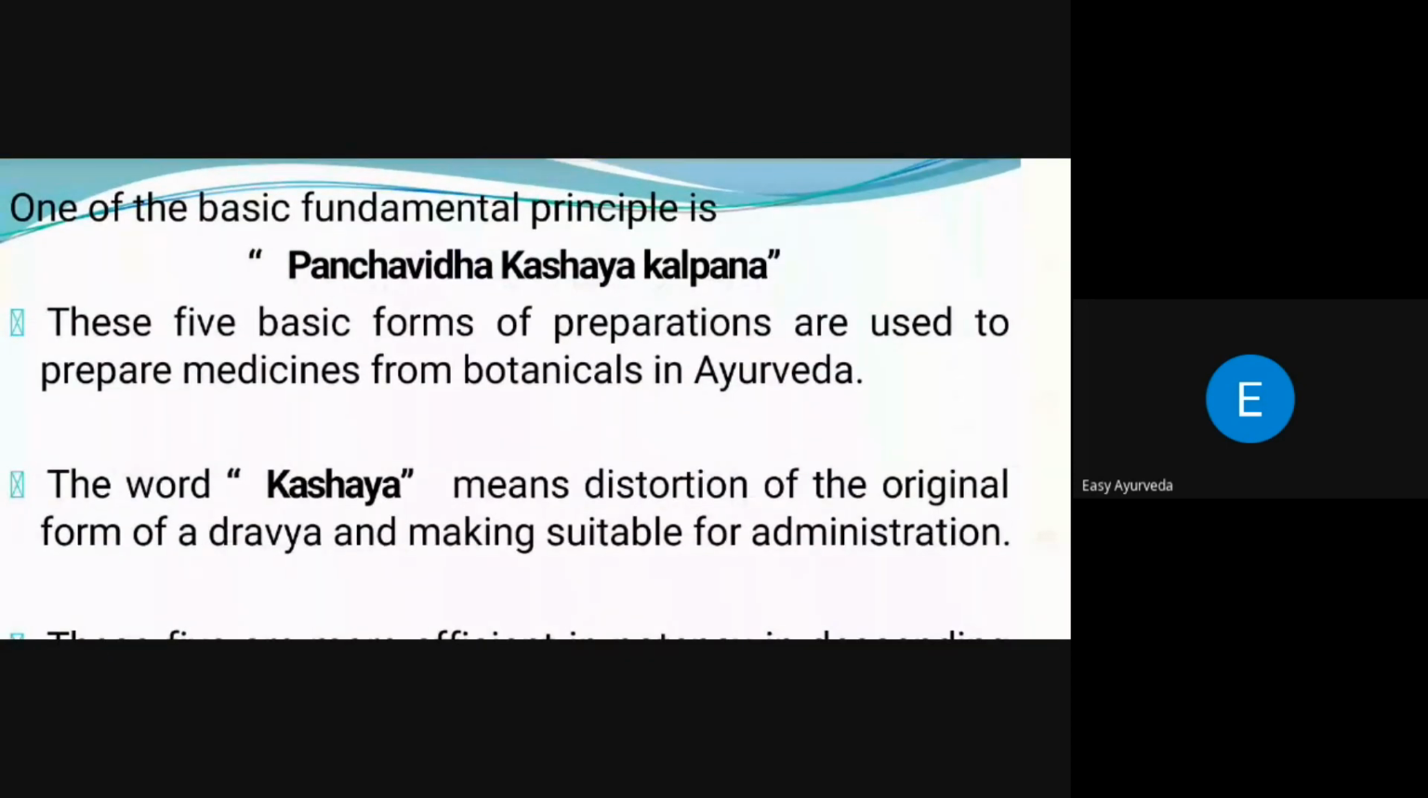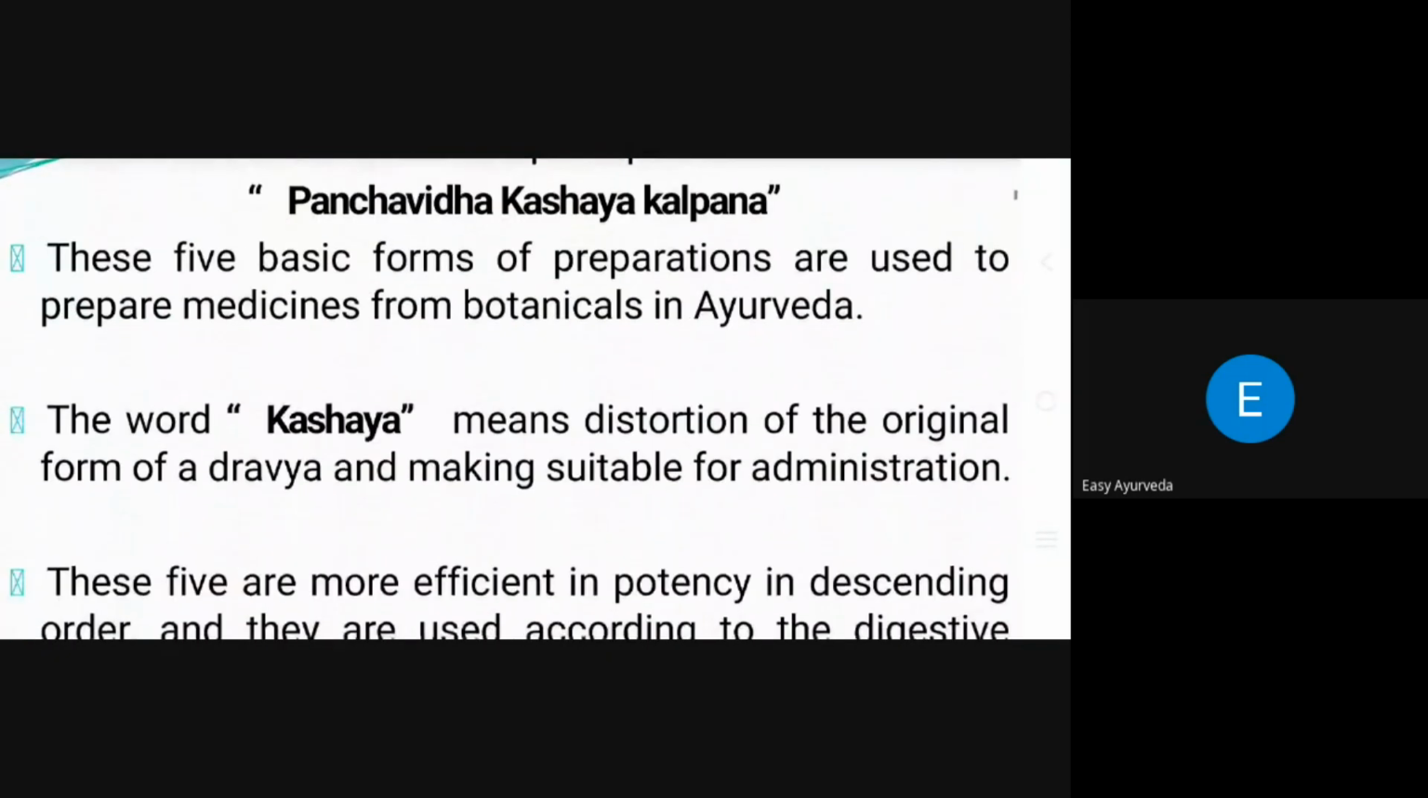One of the fundamentals of Vaishya Kalpana is Panchavidha Kashaya Kalpanas. The name itself indicates Panchavidha, the 5 types of Kashaya Kalpanas. Out of that, we are going to study one today. These are the basic forms of preparations used to prepare medicines from botanicals in Ayurveda. Botanicals means almost 99.99% we are using herbal medication, so the word botanicals has been used here.